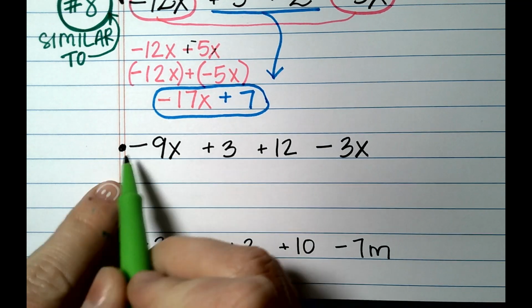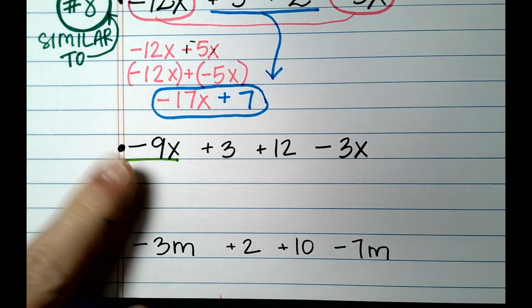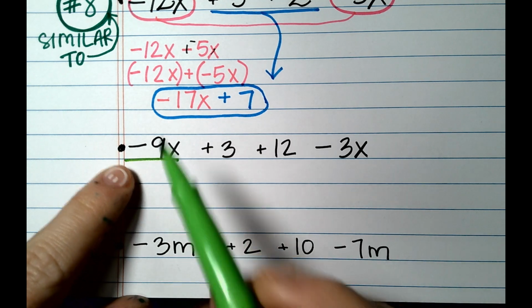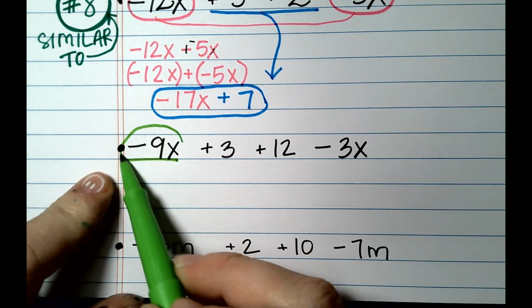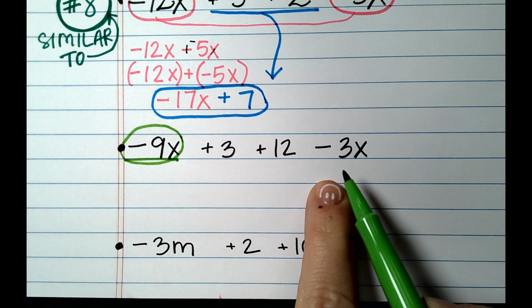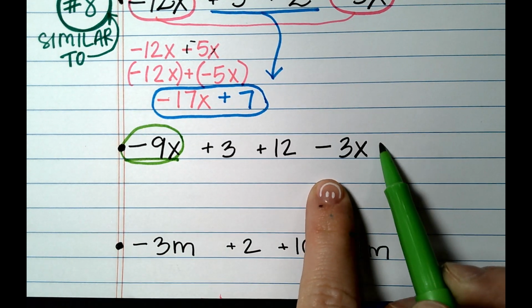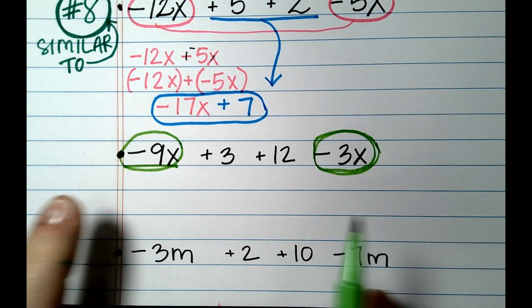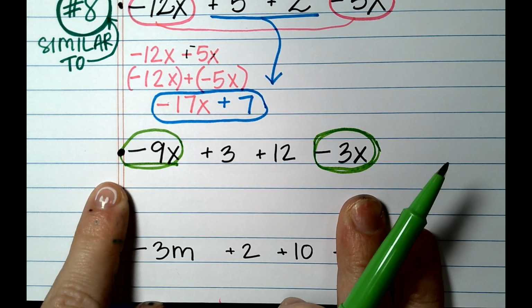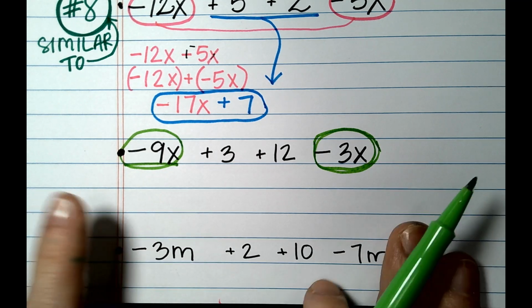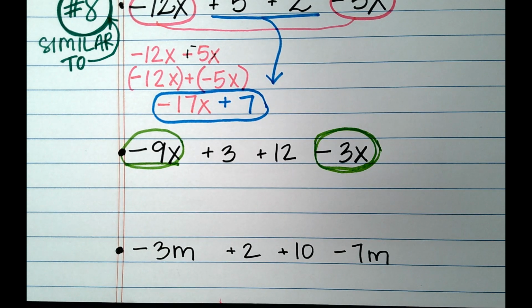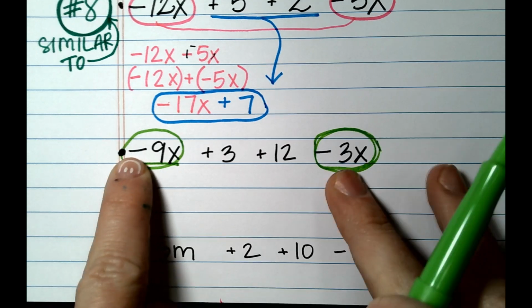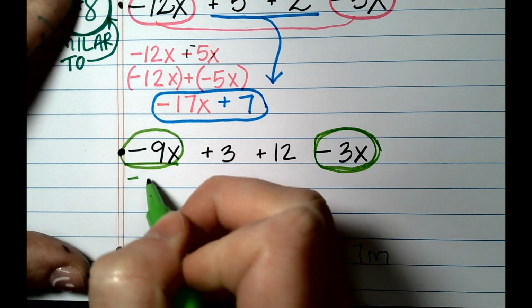Negative 1x and 3x, negative 1. Okay, so I have negative 9x. And then, what is this? Negative 3x, or minus 3x. Yes. Okay, so what am I doing with these? Adding them together. Negative 9x plus negative 3x.